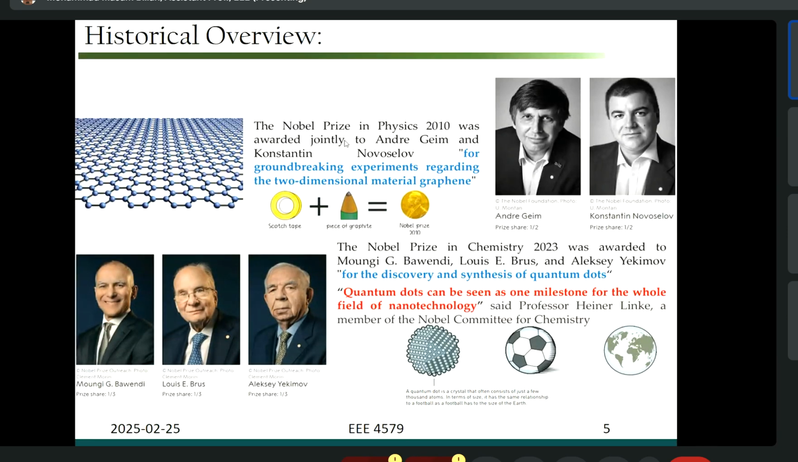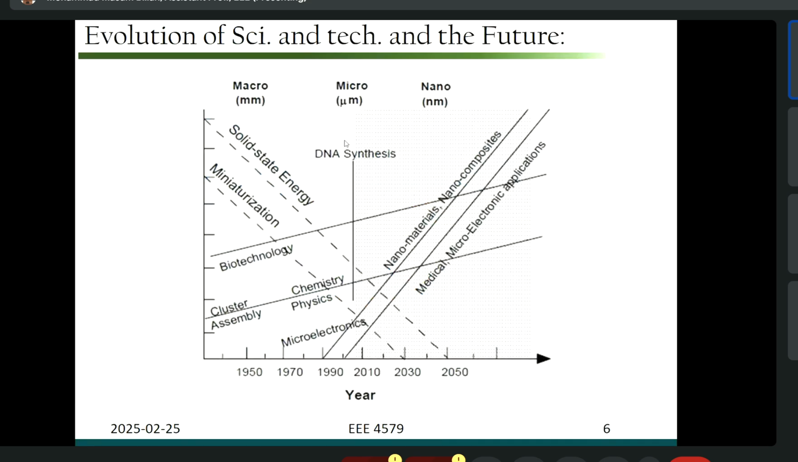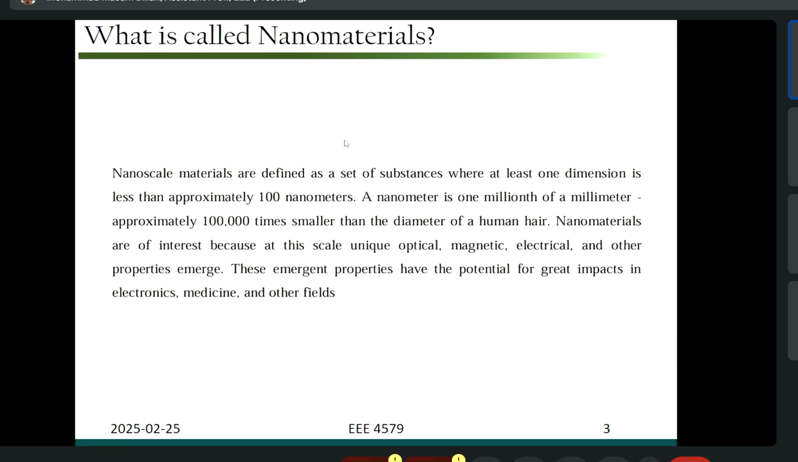There are so many scopes. 2010 and 2023. That means in very recent time people are focusing on nanomaterials. So this is a really good topic to explore. So I recommend you to study on this particular topic. So that was some historical background on nanomaterials.